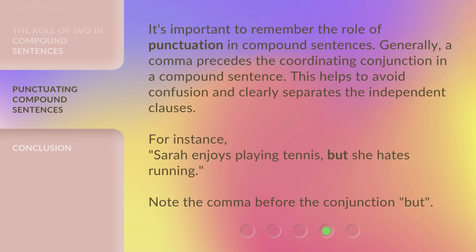It's important to remember the role of punctuation in compound sentences. Generally, a comma precedes the coordinating conjunction in a compound sentence. This helps to avoid confusion and clearly separates the independent clauses. For instance, "Sarah enjoys playing tennis, but she hates running." Note the comma before the conjunction "but."